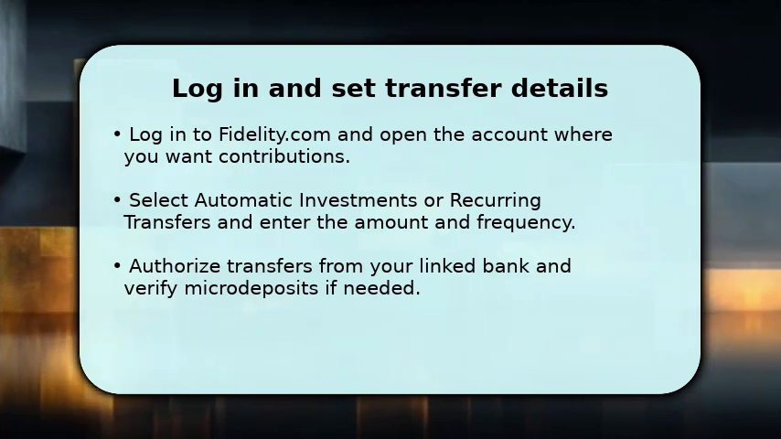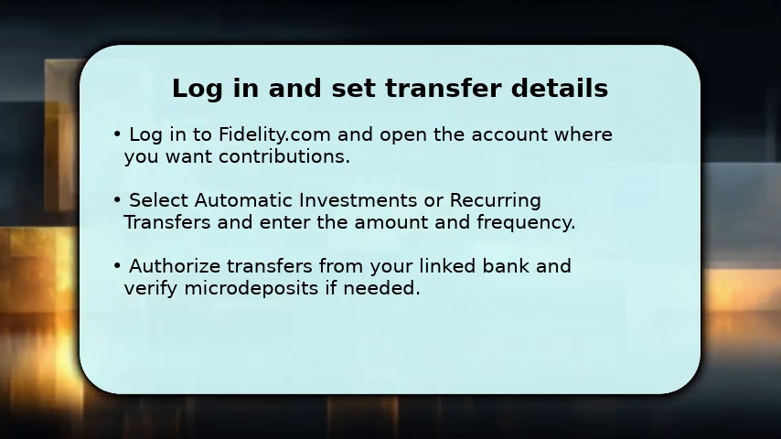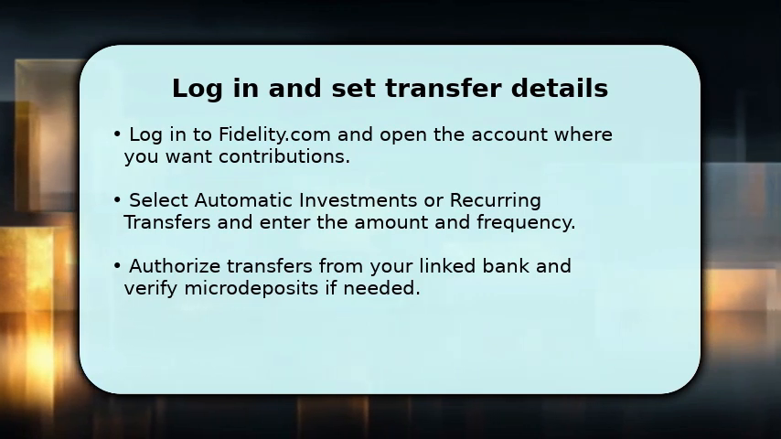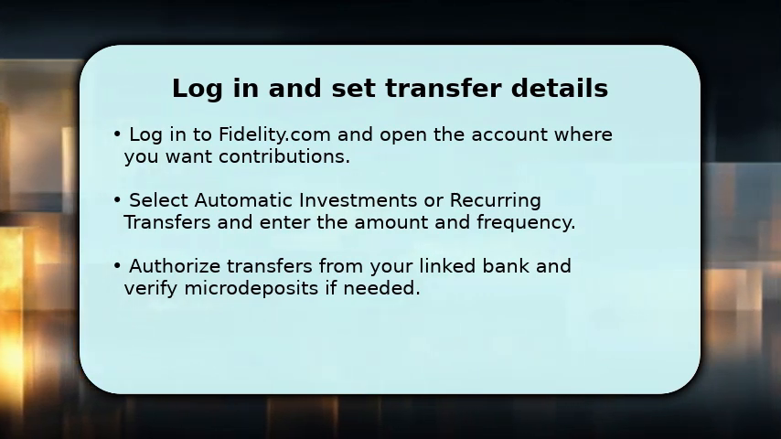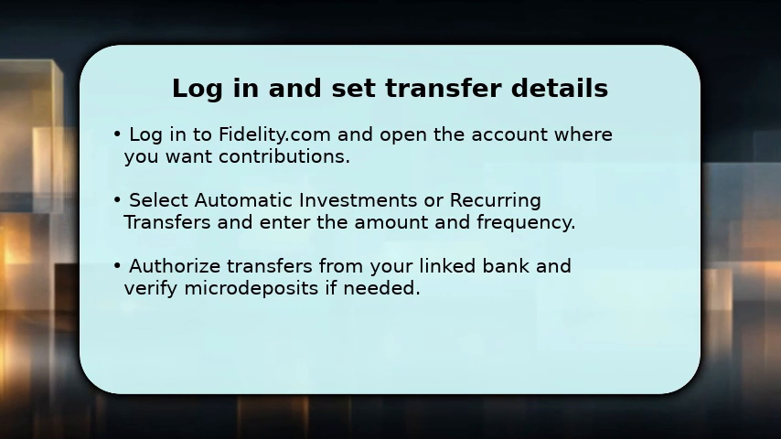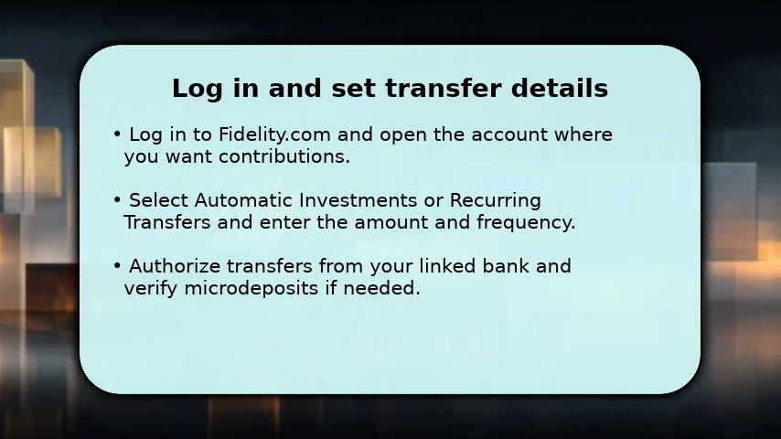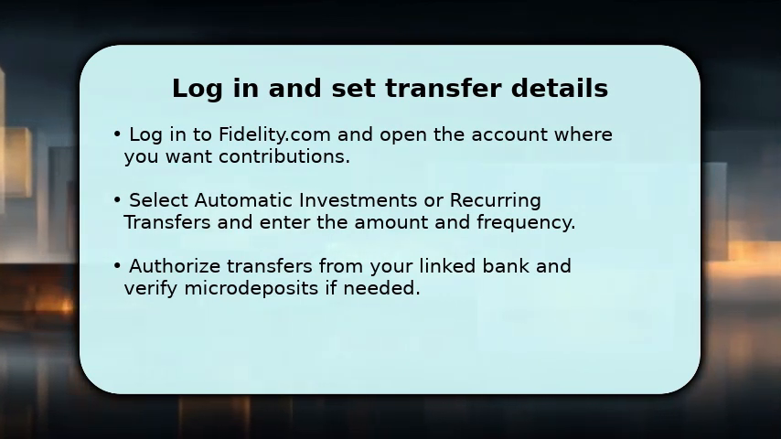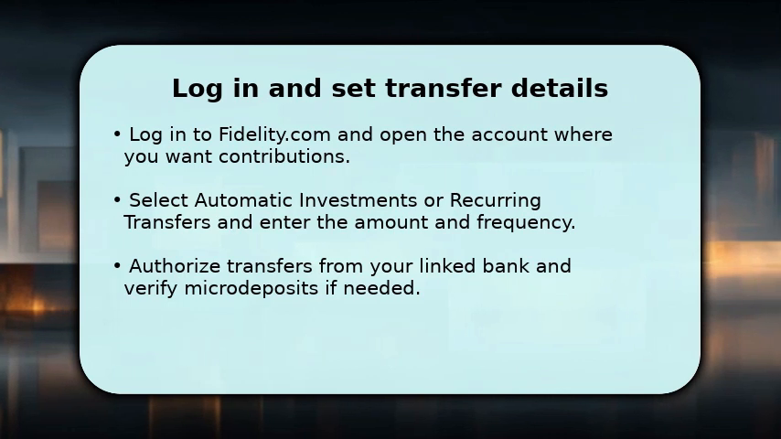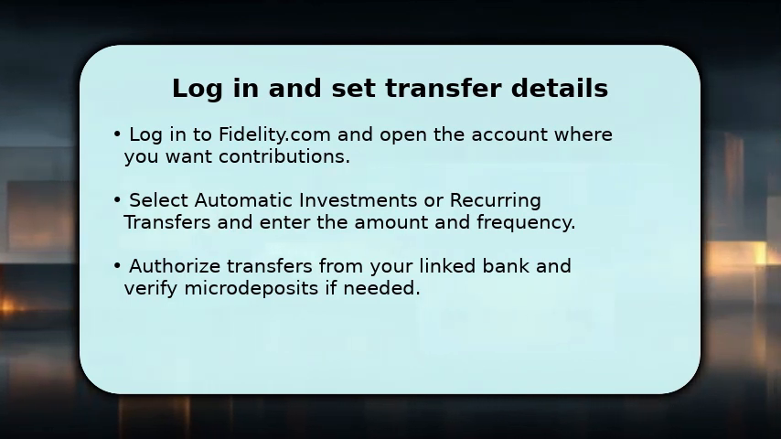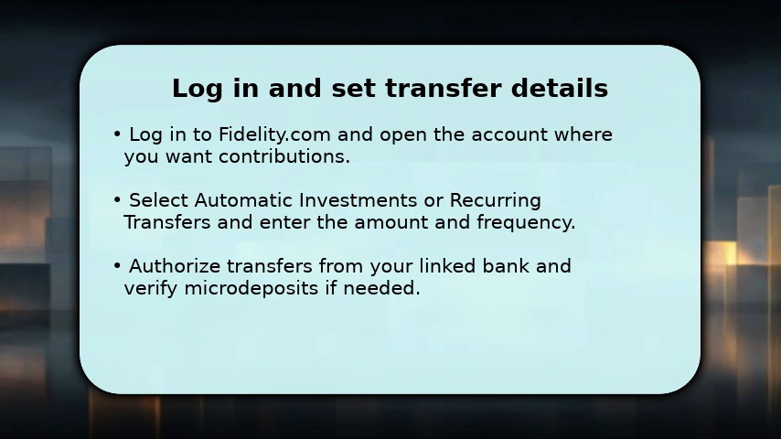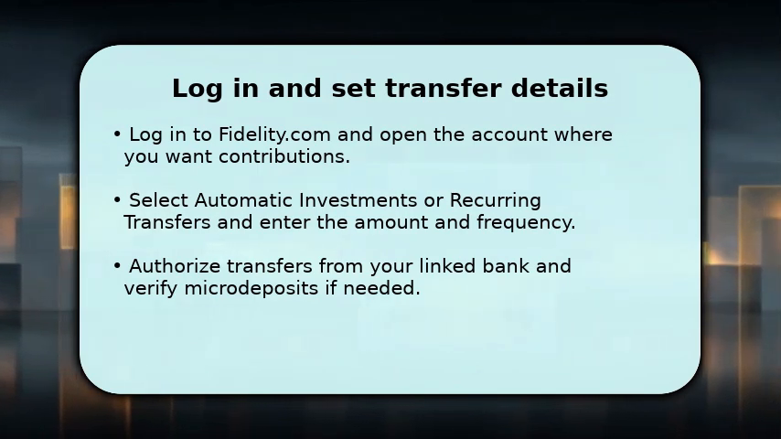From the account page, select Automatic Investments or Recurring Transfers and enter the amount and frequency, for example $100 monthly or $50 biweekly. Choose the investment vehicle: specific mutual fund with a $0 minimum or an ETF to buy whole shares. Set dividend reinvestment to on if you want fractional shares reinvested.